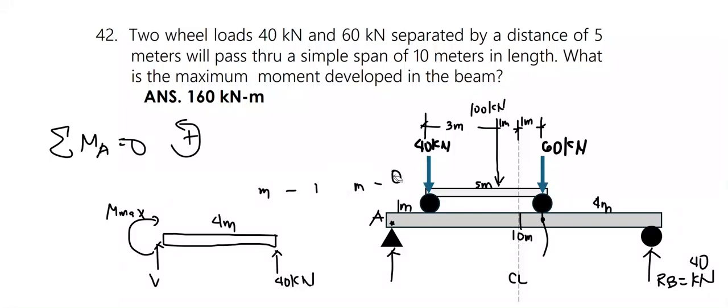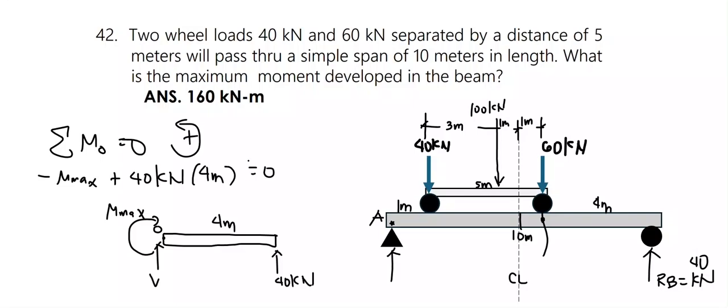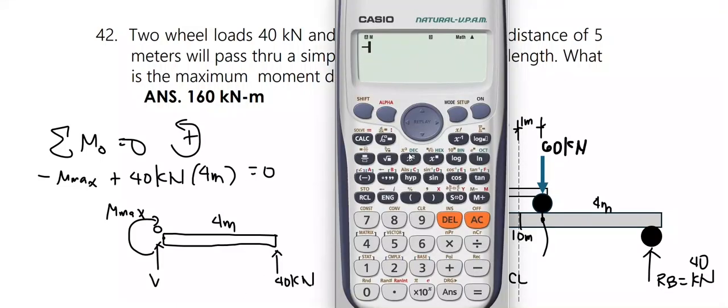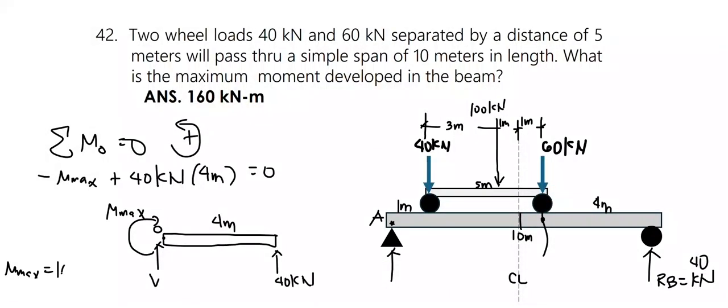Now we can solve for the moment by taking summation of moment. Let's call this point O. By taking summation of moment at point O, we have the clockwise moment called Mmax. This is negative since it's clockwise, plus the 40 kN force inducing a counterclockwise moment with a moment arm distance of 4 meters, equal to 0. And we can solve for Mmax, that is negative Mmax plus 40 kN times 4 meters equal to 0. Shift solve, we get Mmax equal to 160 kN·m, and that is our final answer.